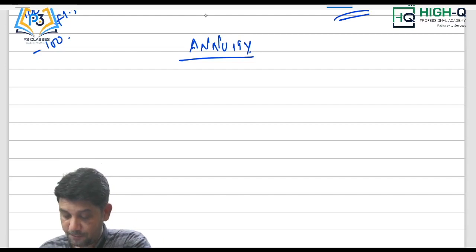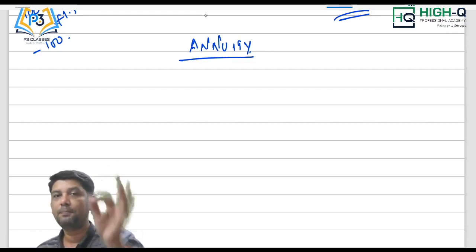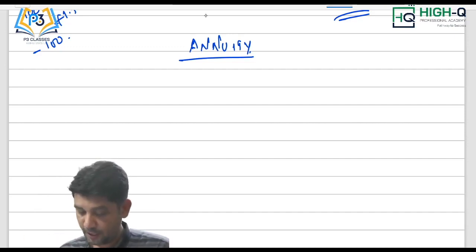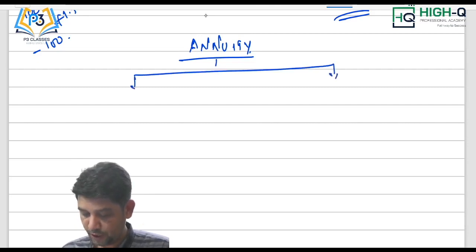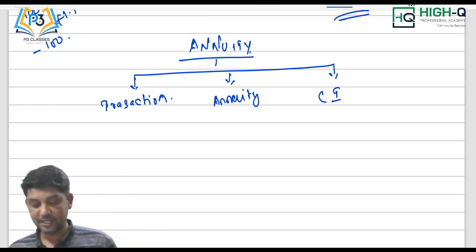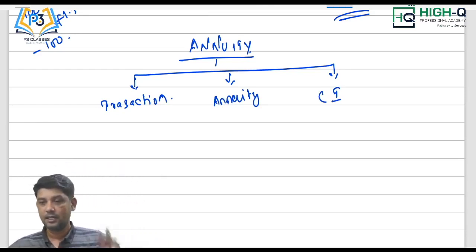Now look at this. Here, I give 3 thumb rules for annuity. For the people who remember the thumb rules, this is going to be a cakewalk. First of all, remember, my dear, there are 3 things you need to understand when you read the question. One is the type of transaction. The other one is the type of annuity. And finally, the type of compound interest. This is the 3 thumb rules, my dear.